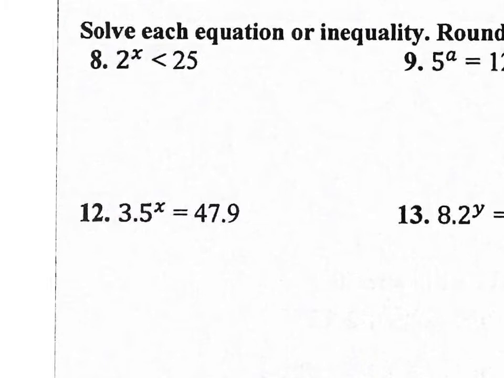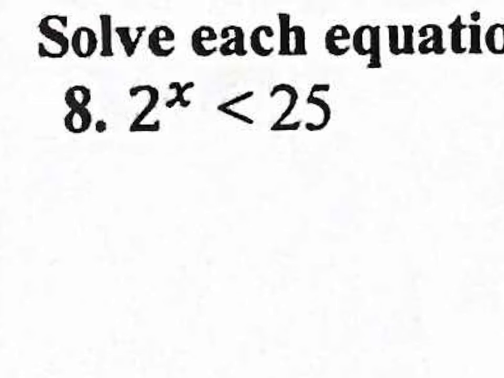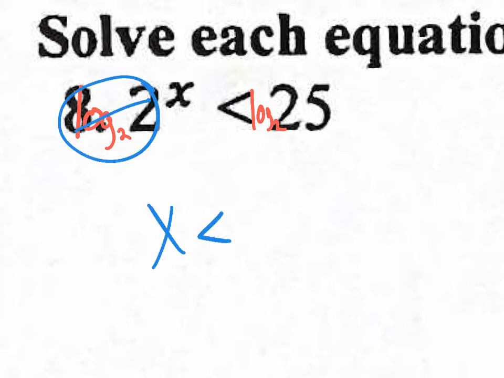If we look at number 8, they want us to solve for x, but x is an exponent. So I don't want it to be an exponent. I want it to be a regular x. So I need to make this 2 disappear so that the x can come down. So how do I get rid of this exponent situation? By applying log base 2. I know it's kind of sloppy, but I'm just going to write it right here. Log base 2 of 2 to the x. That will cause it to cancel out. And over here, I'm also going to do log base 2 of 25. So log base 2 of 2 cancels out, x comes down. You have an inequality that's less than log base 2 of 25. And believe it or not, that's our answer.